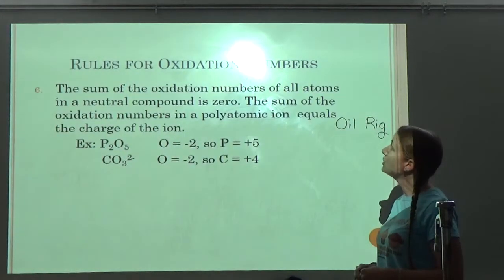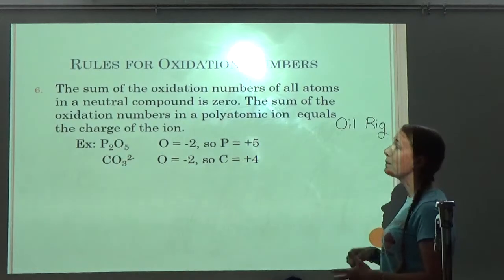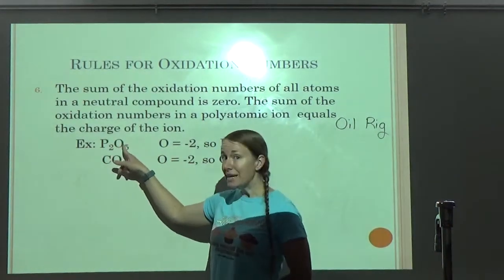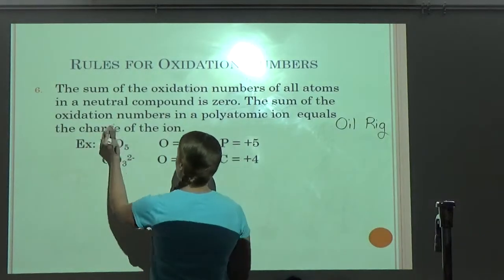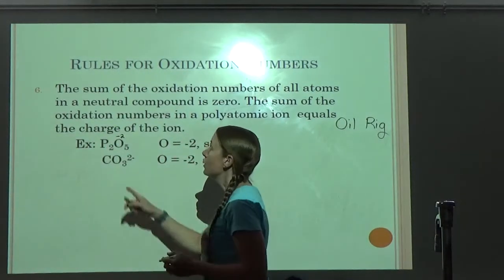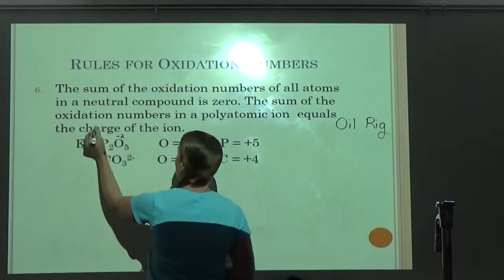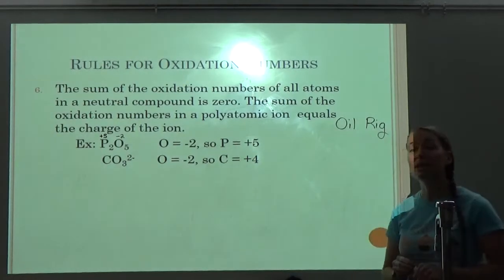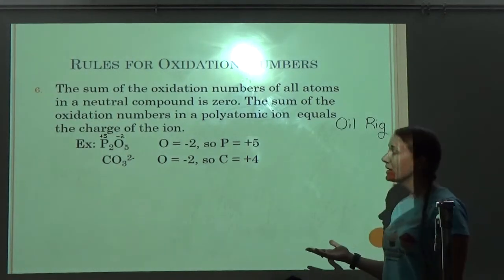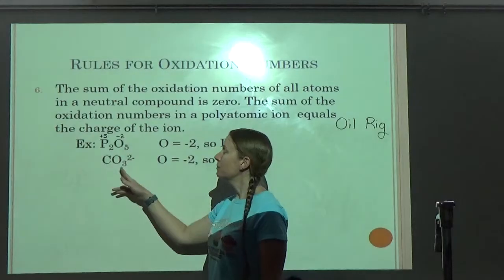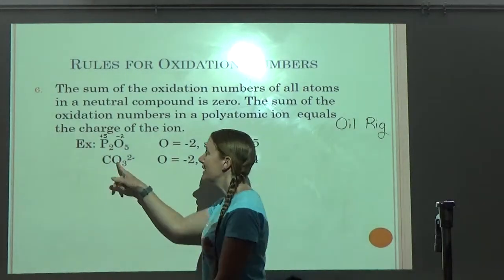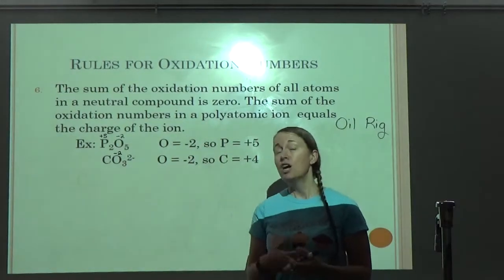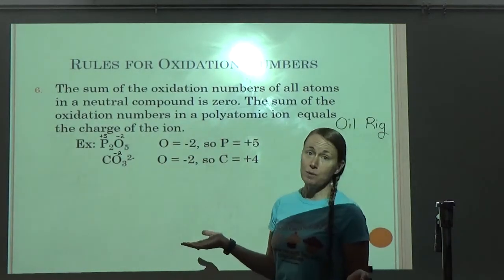The sum of the oxidation numbers of all atoms in a neutral compound must be 0. So here I have P2O5. I know O is negative 2, and there's 5 of them, so that's negative 10. So since there's 2 P's, P has to be positive 5, because negative 10 and positive 10 give me 0. However, if it's a polyatomic ion, the oxidation numbers have to equal the charge. So again, I know oxygen's negative 2, and there's 3 of them, so that's negative 6. So normally we'd say, oh, well then carbon has to be positive 6.